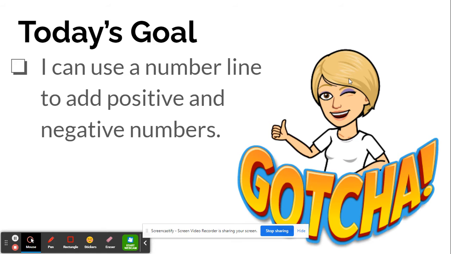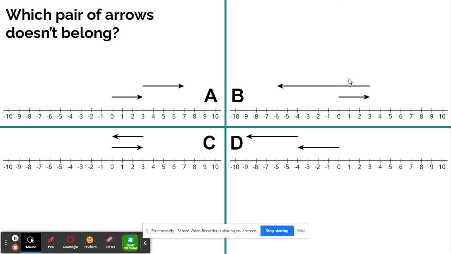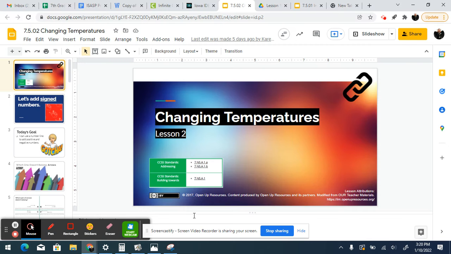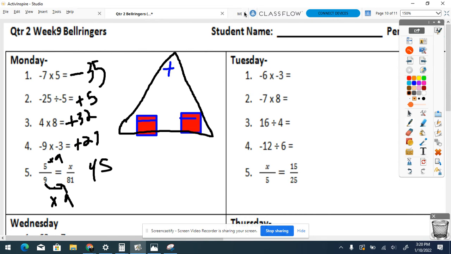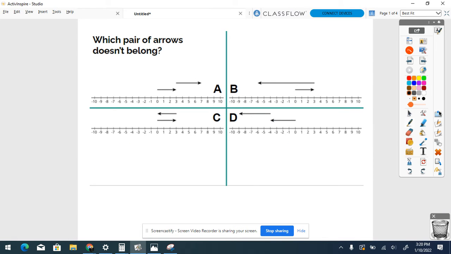So the goal of today's lesson is still, again, using a number line, but we're going to use the number line today to add and subtract numbers. So how to use a number line. Sorry, I'm going to switch screens just really quick. It'll be a little bit easier here.